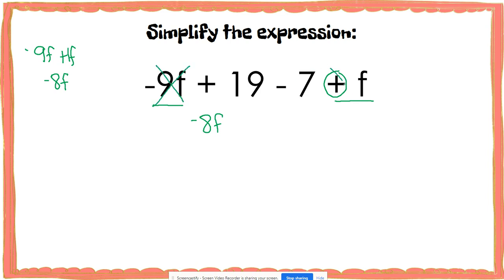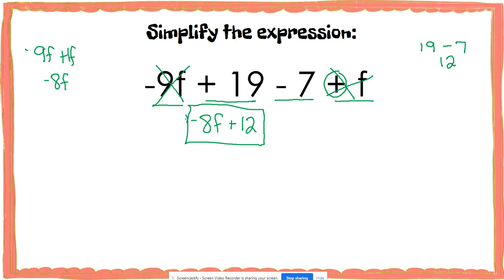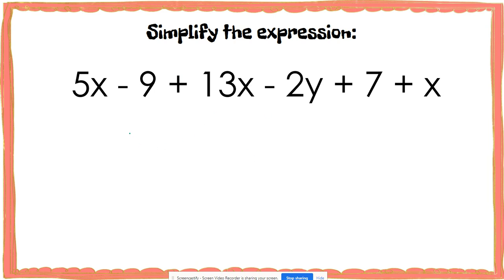Now these will go away from my expression because I have combined them. And now I notice that I have two constants. I have 19, and technically I have a negative 7. This is also the same as saying positive 19 minus 7. If I solve 19 minus 7, I get 12. This 12 is positive. So when I write it in my expression, I'm going to write plus 12 to show that my 12 was positive. So my simplified expression is negative 8f plus 12. Now let's try this one.